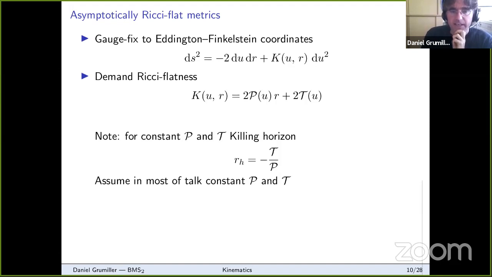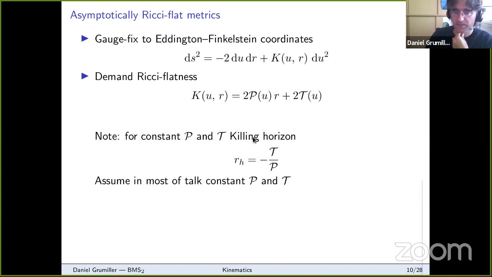Okay, so the function k is not arbitrary. If we demand Ricci flatness, it's constrained to be a linear function in the radial coordinate. For some notational reasons we have some factors too, but other than that, it's just some arbitrary function of u times a linear term in r, plus a constant term in r times another arbitrary function of u. If those functions are constant, then we find a Killing horizon. And in most of my talk, I'm going to assume constant P and T.